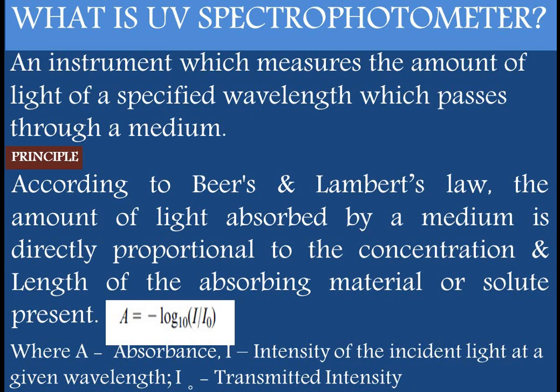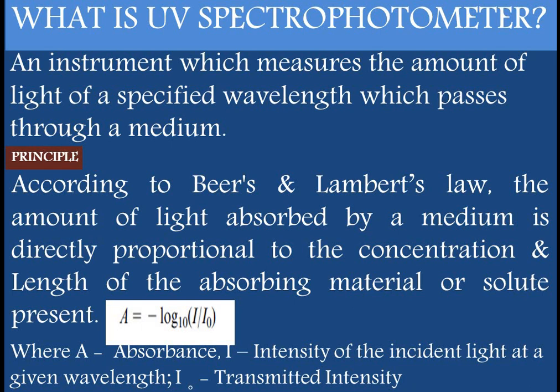Yes. What is UV spectrophotometer? Let us talk about UV spectrophotometer. UV spectrophotometer is an instrument which measures the amount of light of a specified wavelength which passes through a medium.